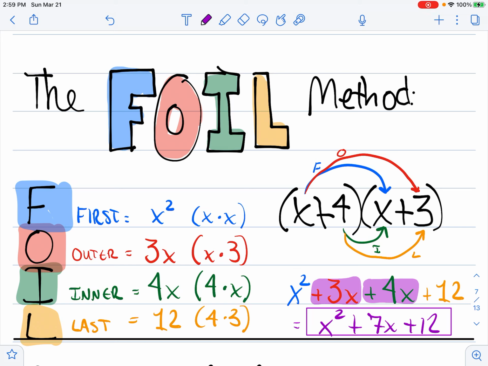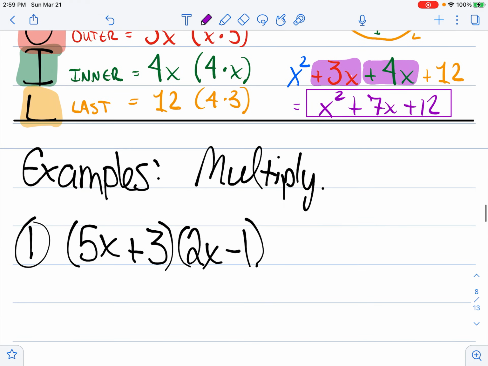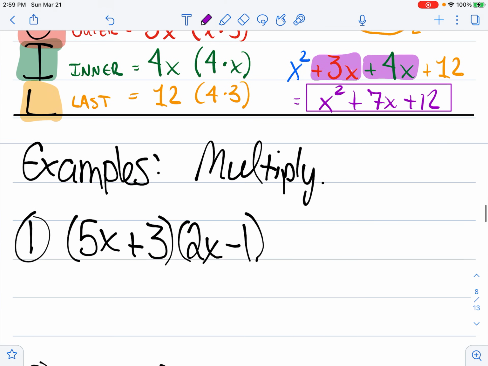Okay? So now we're going to try just a couple of examples with how to use the FOIL method so we're more comfortable with that. So here's our first one. I'm going to do this one, and then I have a couple other examples that I will leave you to do also, for some extra practice, okay? So all we're going to do is the FOIL method, or another way to say it is to double distribute, which just means to make sure that you distribute both terms in polynomial 1 to both terms in polynomial 2, all right?